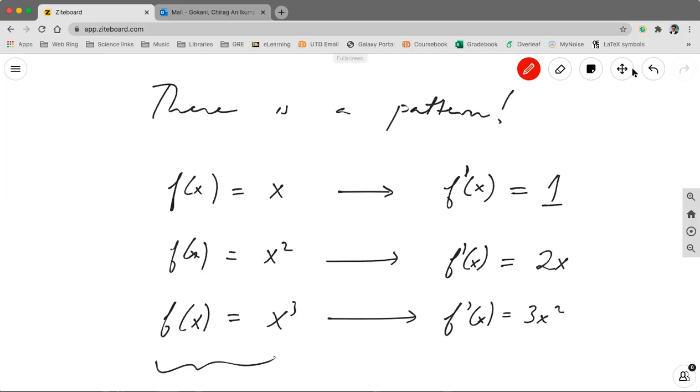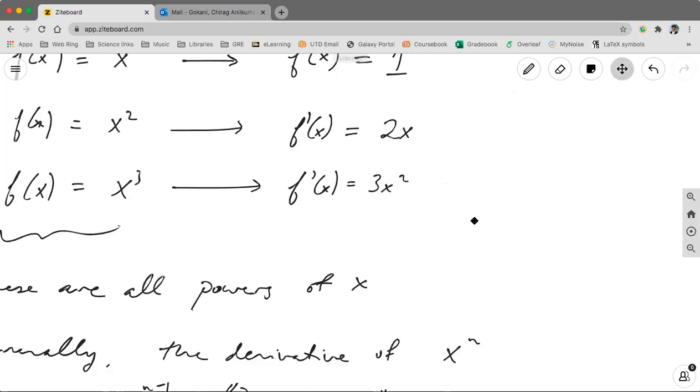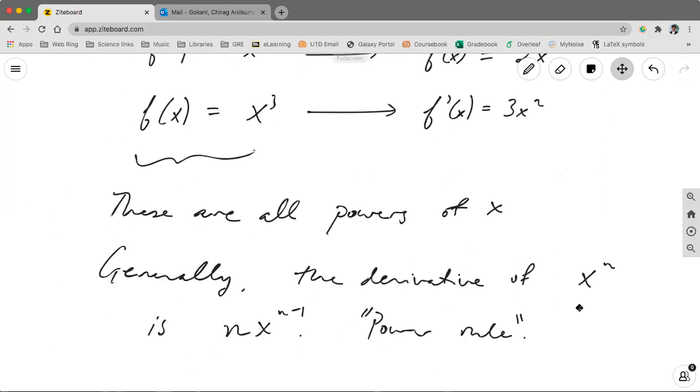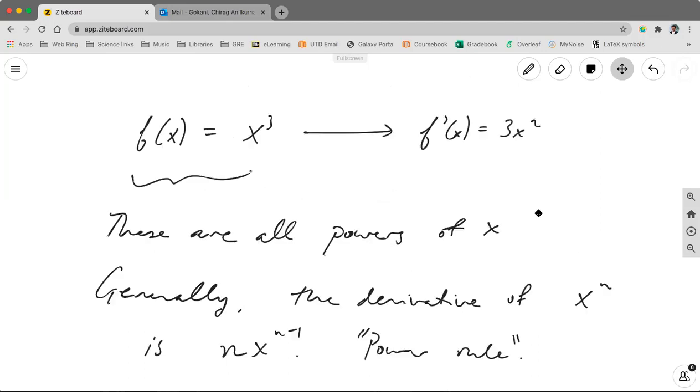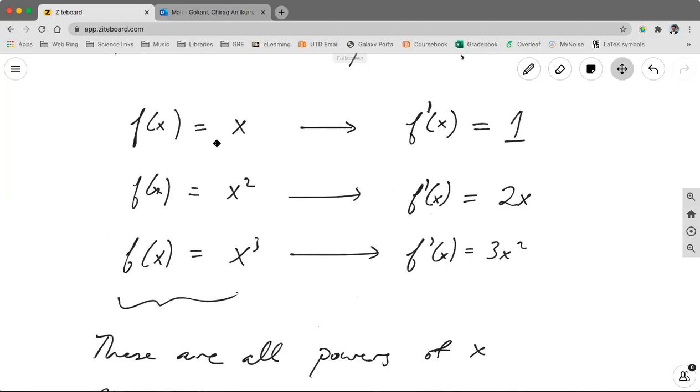exponent. And you can summarize this nicely by saying that generally the derivative of x to the n is n times x to the power of n minus 1. And you can see that this is true for all of these cases. So generally, d/dx of x to the n is the derivative, and the derivative of x to the n is n times x to the n minus 1. And this is true for all of these things, and on and on.